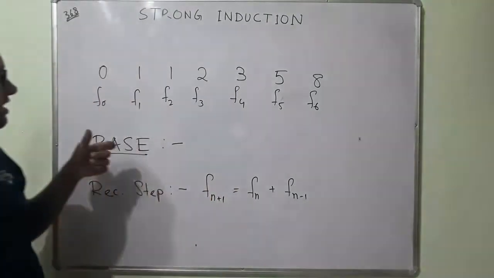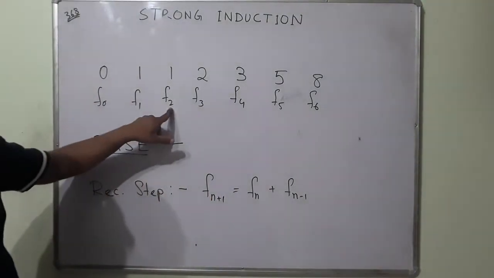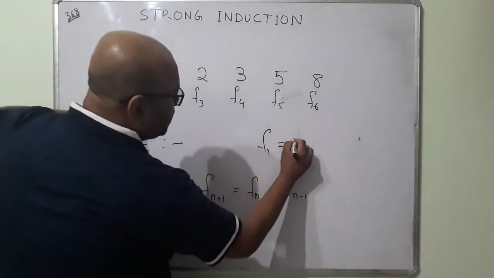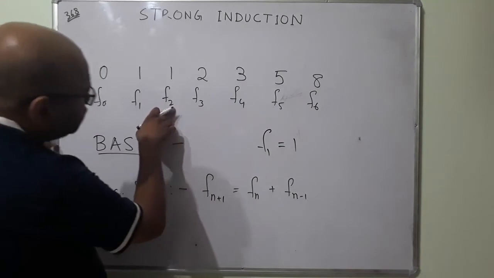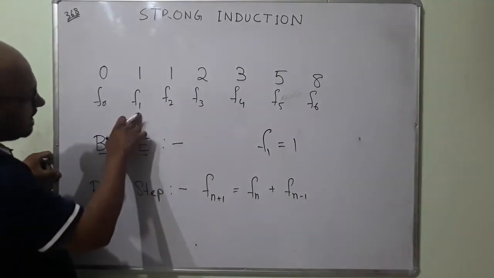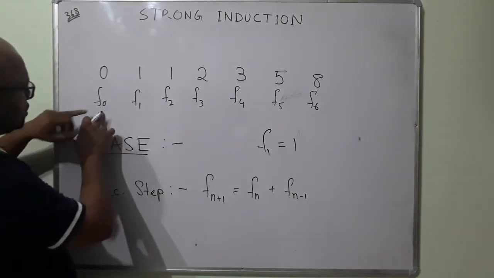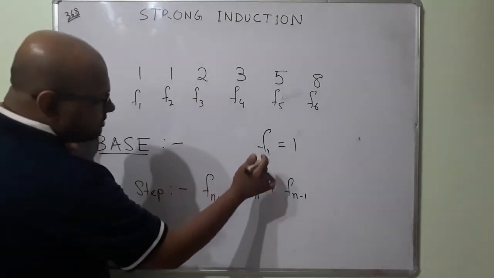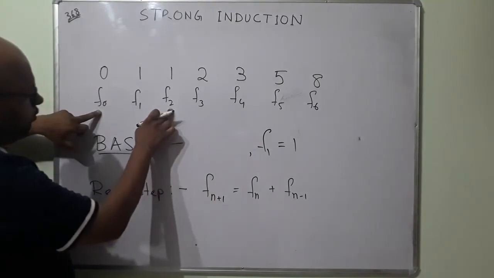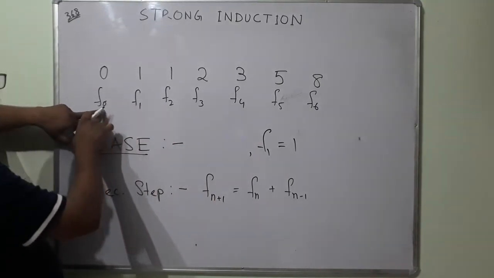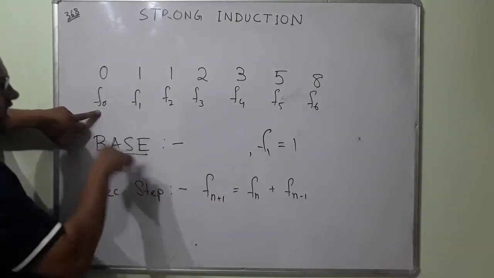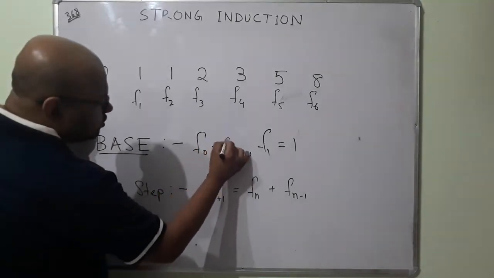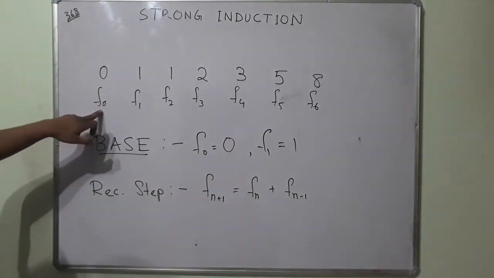Okay, another basis: f of 1 I will define in my basis. f of 1 is equal to 1. Now in order to calculate f of 2, I will need f of 1 and f of 0. Since I cannot derive f of 1 using this recursive step, it is in my basis. f of 2 will require f of 0, and f of 0 also I cannot derive using the recursive step. So f of 0 also I need to define in my basis.